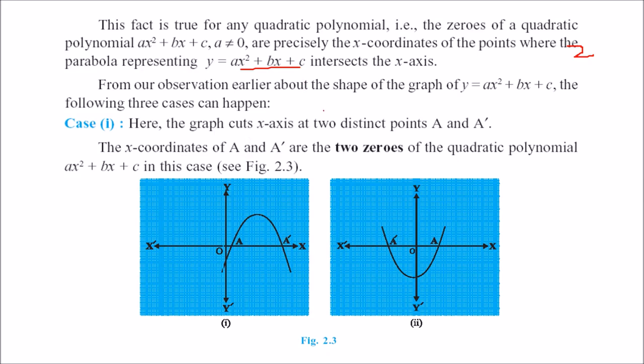There can be various cases. The graph which we have just seen cuts or intersects at 2 distinct points. This is a curve intersecting at this point and this point. Again, this curve intersecting at these 2 points. This is case 1.